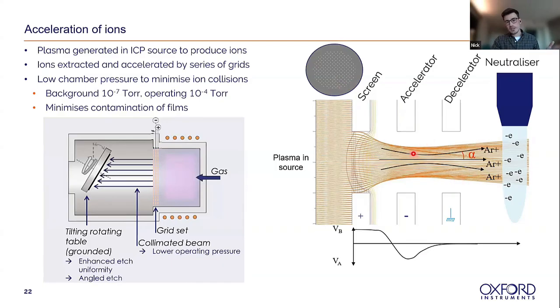And then after the accelerator grid, we also have a neutralizer, and this makes sure that we're not getting any charging effects going on both at the substrate and on the grids themselves. So it basically neutralizes the ions before they get to the surface, not charging up the sample that's being etched, which would eventually lead to non-idealities in our etching process.